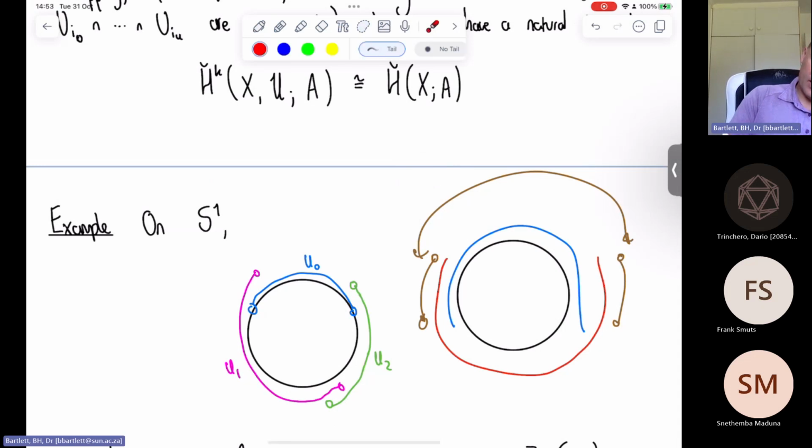You need three, and here I've got a good cover, because the intersection of U0 with U1 is just this region here, which is contractible. U0 with U2 is this region, which is contractible, and U1 with U2 is this region, which is contractible.